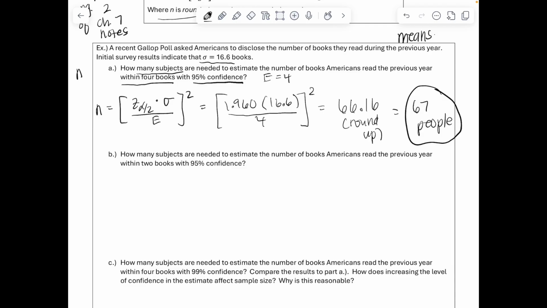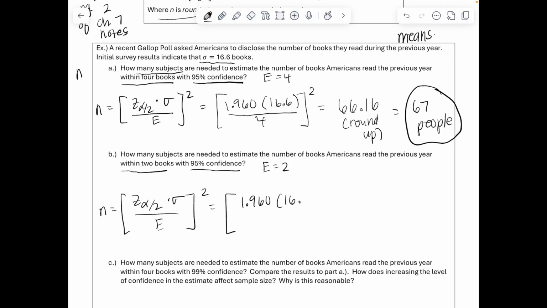Part B says how many subjects are needed to estimate the mean number of books that Americans read the previous year within 2 books with a 95% confidence. So this one we're still 95% confident, but it does say within 2 books. So that would be our margin of error this time is equal to 2. So N is equal to, using that same formula, and then we have the same Z sub alpha over 2 value since our confidence did not change, so that's 1.960. Standard deviation is still 16.6, but this time E is equal to 2.